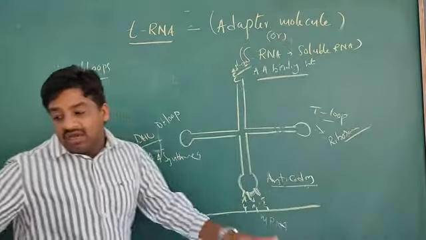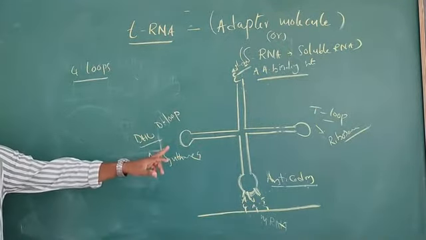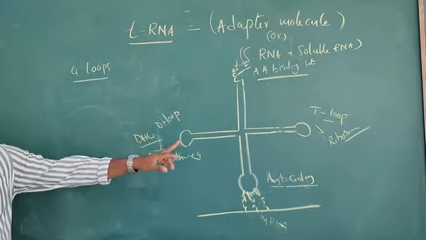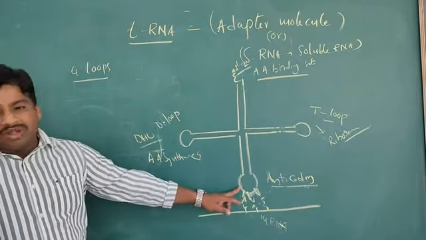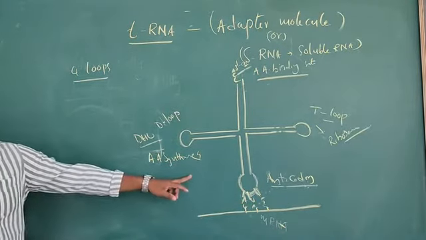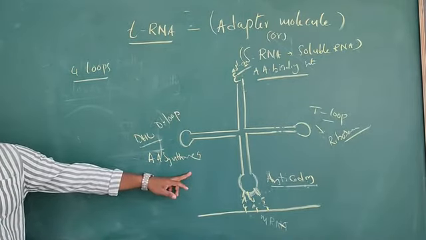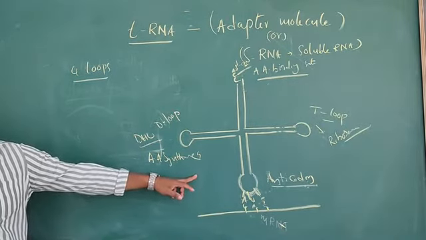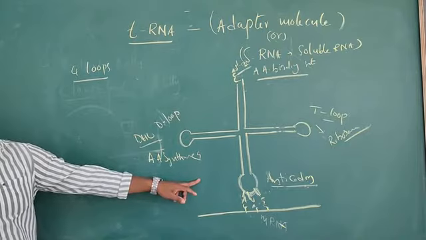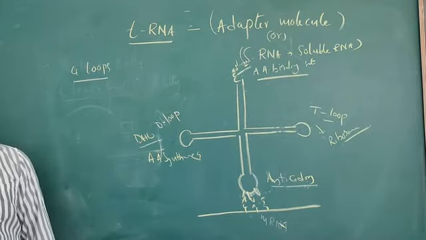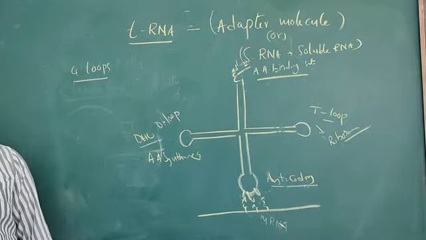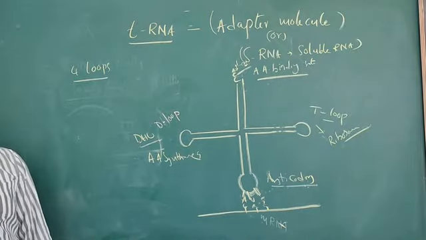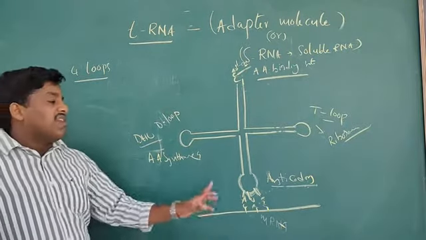Particularly here, the anticodon loop contains 7 bases, out of which 3 nucleotides form the anticodon. These 3 nucleotides form the anticodon, which will form base pairs with the complementary codon in mRNA during translation.